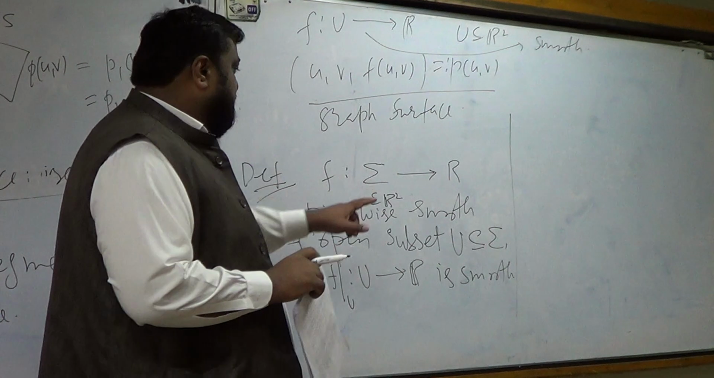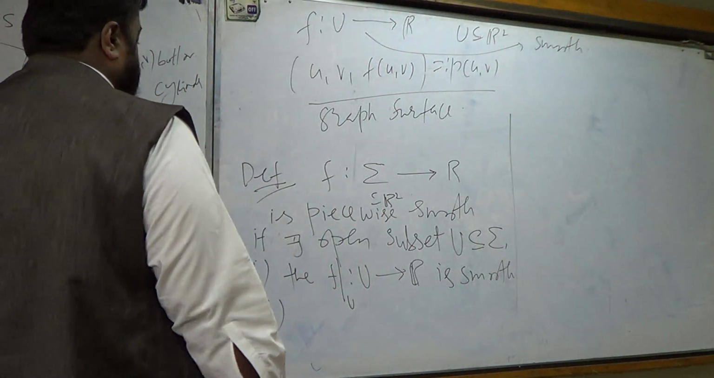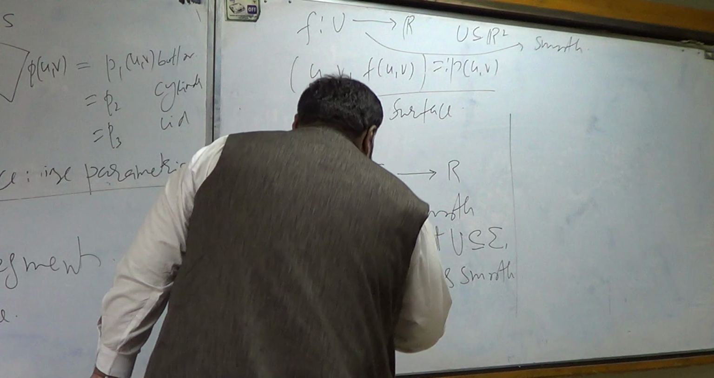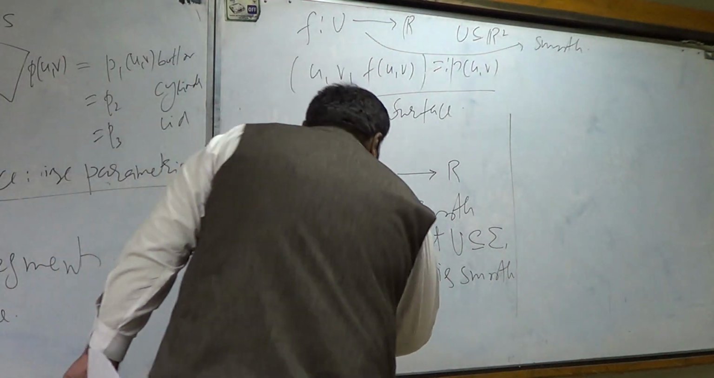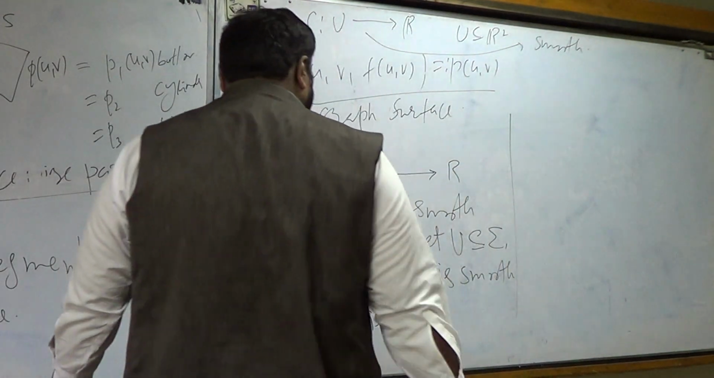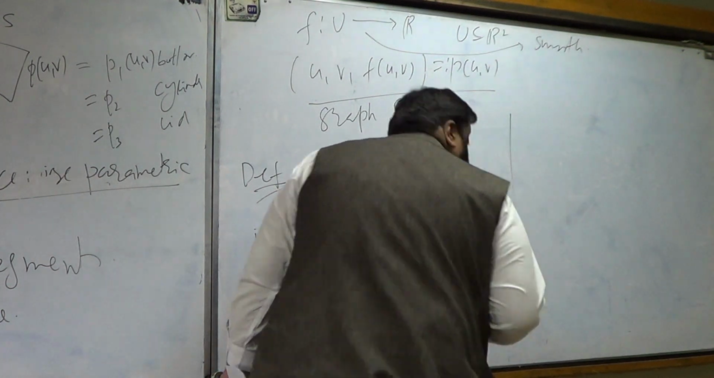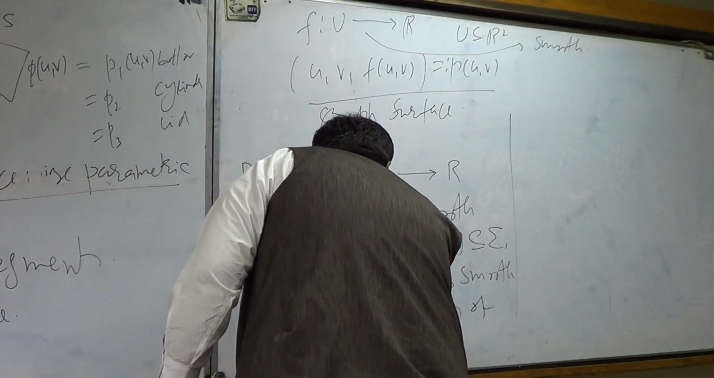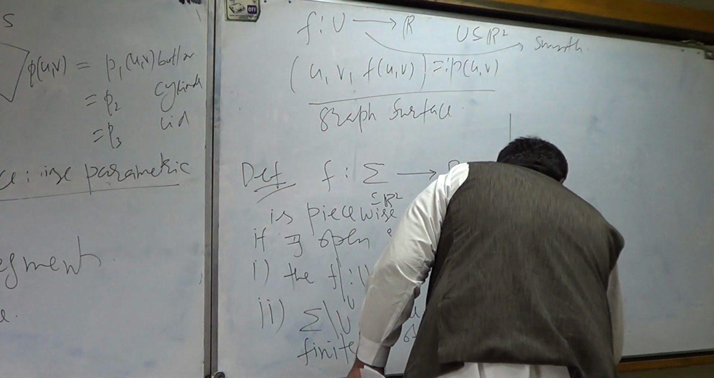So f is not smooth on the entire sigma, but is smooth on some part of the sigma. And the second thing is that if you look at the sigma, by removing this part u where f is smooth, then the part of sigma other than u is either a finite number of points or some curves actually. Union of a finite number of points or curve segments.